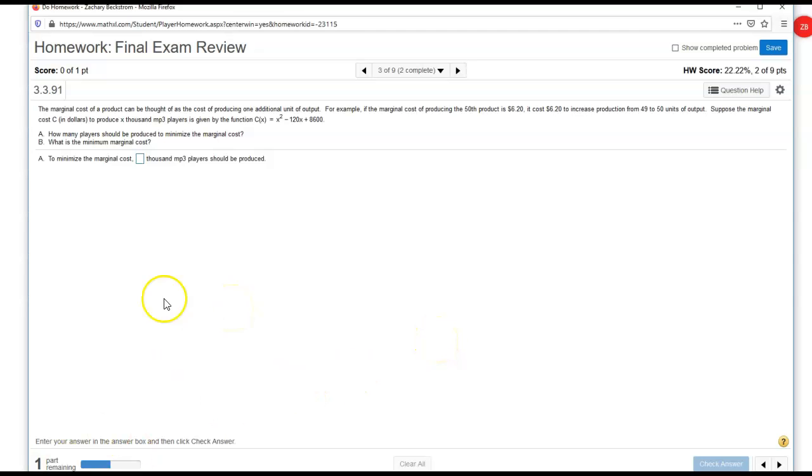Let's take a look at the next one here. It says the marginal cost of a product can be thought of as the cost of producing one additional unit of output. For example, if the marginal cost of producing the 50th product is $6.20, it costs $6.20 to increase production from 49 to 50 units of output. Suppose the marginal cost in dollars to produce X thousand MP3 players is given by the function C of X is equal to X squared minus 120X plus 8600. And it has two parts here. How many players should be produced to minimize the marginal cost?